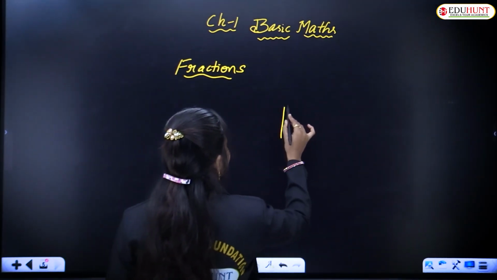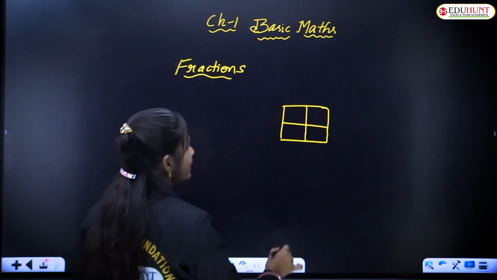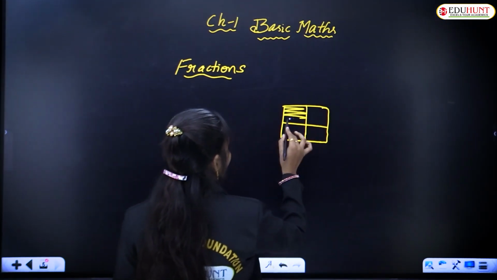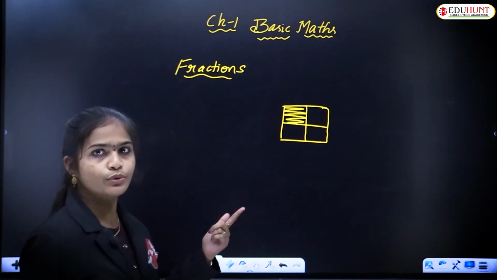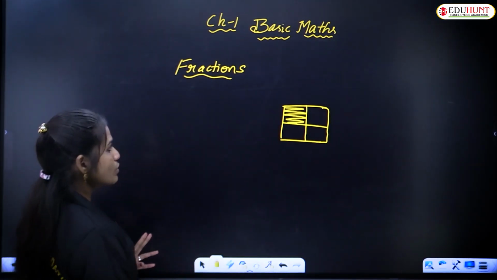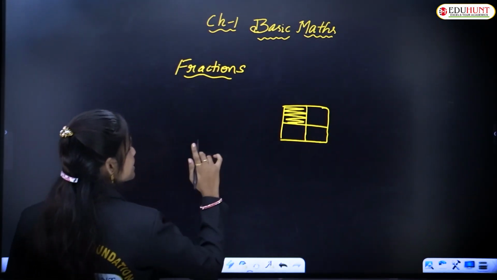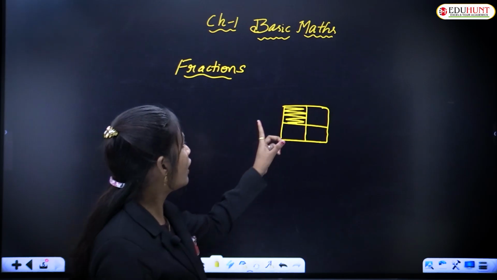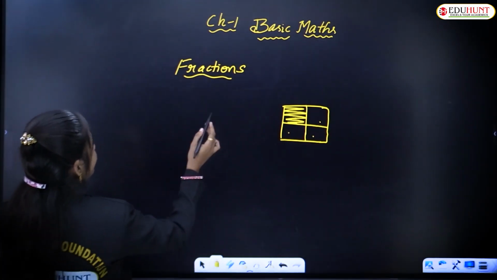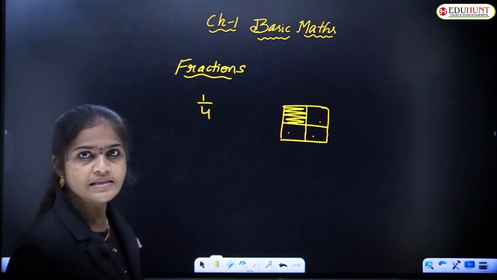For example, take one box that is divided into 4 equal parts, or take one chocolate that is divided into 4 equal parts. If you eat the one part which I shaded here, what part of the chocolate did you eat? What part of the figure is shaded? Only one part is shaded out of how many parts? Totally we divided it into 4 equal parts, no? So one part out of 4 parts. We already learned about this in previous classes, right?